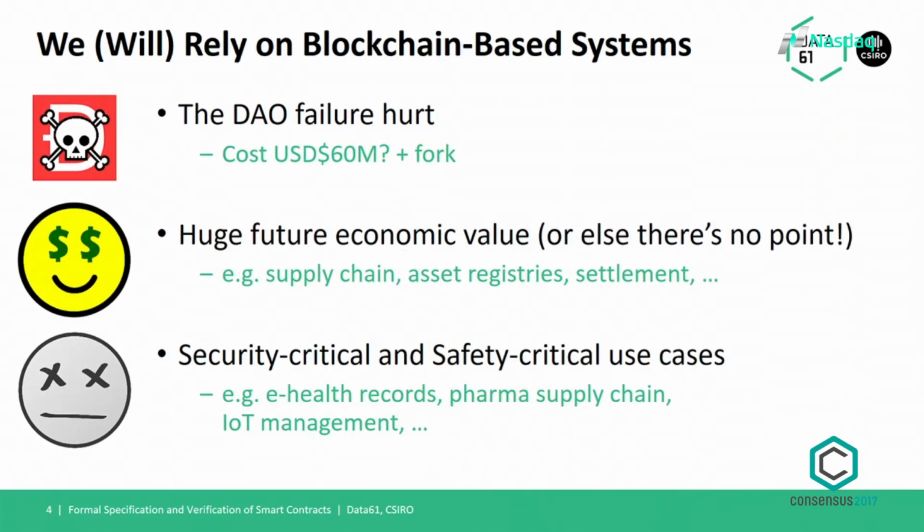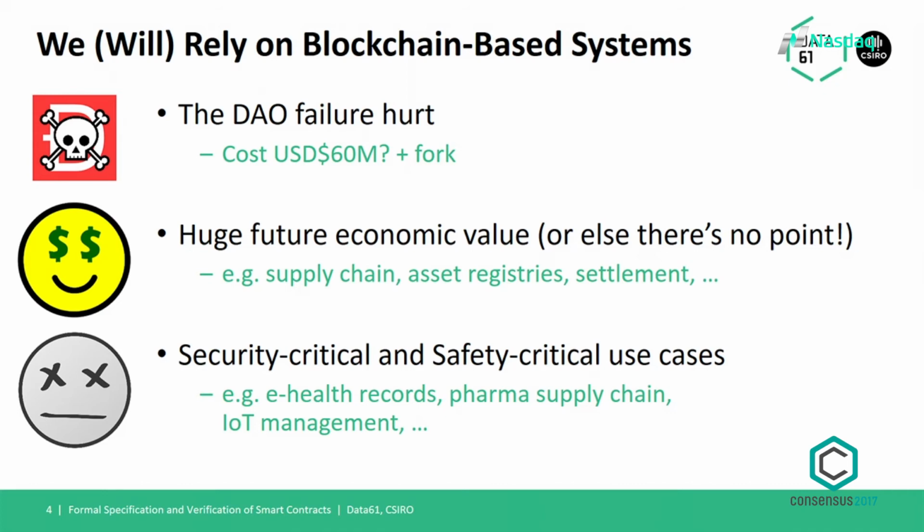So why is this important? Why do we care about trustworthy blockchain-based systems? We care about it because we're relying on these systems, or increasingly going to do that more and more. We've already seen with the DAO failure, when that failed, that hurt. The direct cost is sort of debatable, but there was a large cost, and it also led to the fork, which was a bad thing.